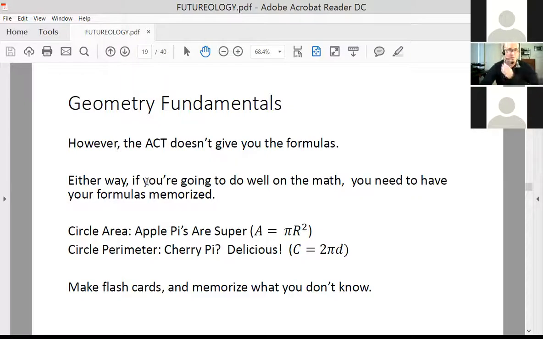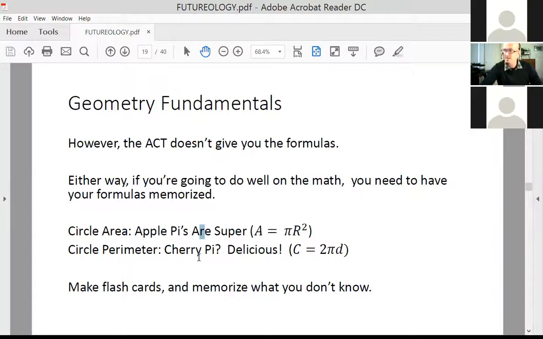Well, how do we go about memorizing math formulas from 2 or 3 years ago or from last year? The way that we do that is we make acronyms. This is just kind of a tongue-in-cheek example, but it's a good example. I found this on Google. If you want to remember the circle area, remember that apple pies are super. What that stands for is A, P, R, S. So area equals pi r squared. All pies, or apple pies, are super.